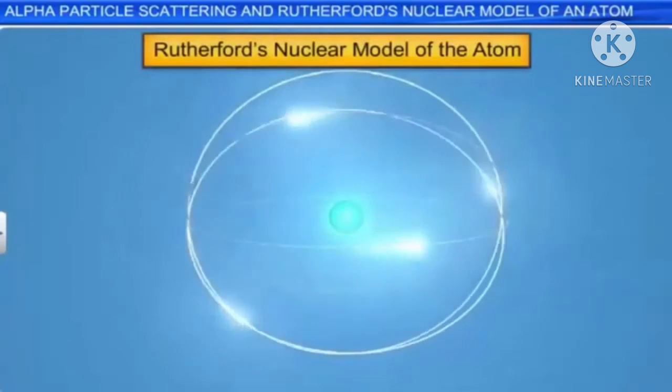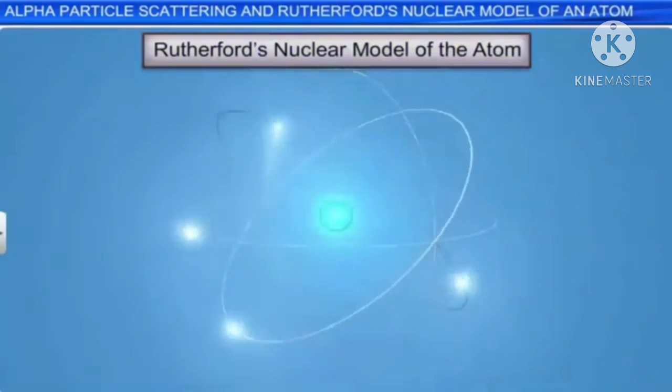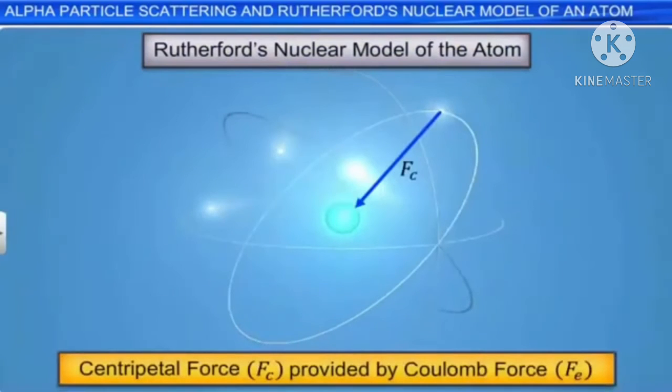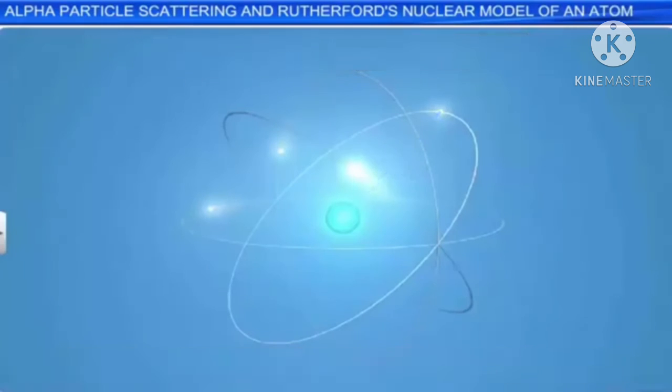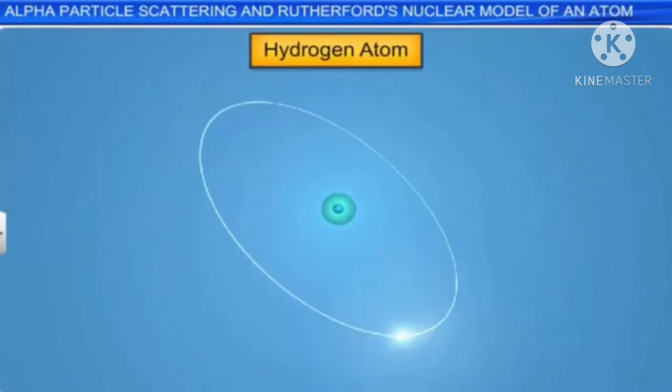According to the Rutherford model, the atom is electrically neutral. It was proposed by the Rutherford model of the atom that the centripetal force Fc on the revolving electrons was provided by the Coulomb force Fe of attraction between the electron and the nucleus to keep them in their orbits. Let us apply this concept to the case of a hydrogen atom. A hydrogen atom consists of one electron revolving around its nucleus, which is actually the proton.